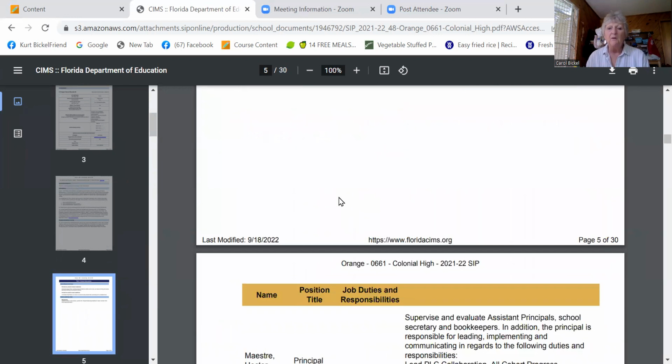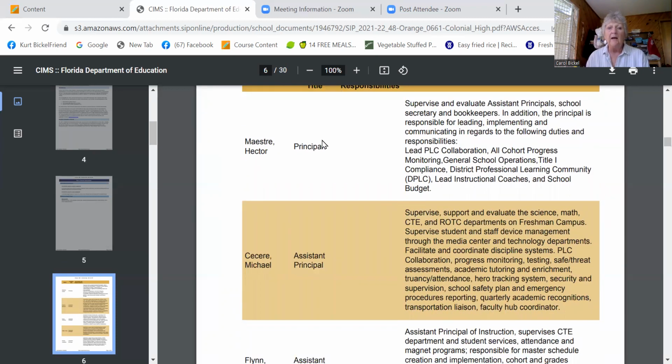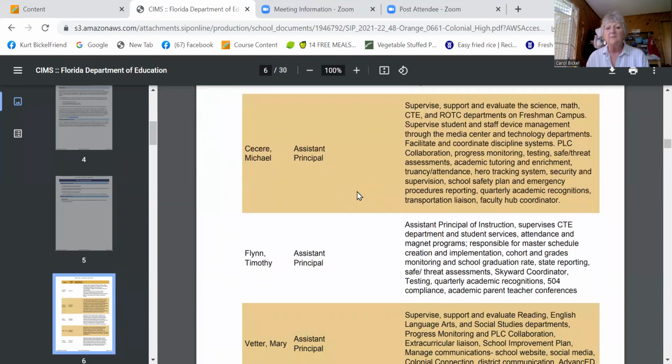Okay, moving on. Now you've got a description of the positions of the school. Principal, of course, we know, but here's some assistant principals. And what I'm going to focus in on is Tim Flynn. He is the assistant principal of instruction. He knows stats from grades, from attendance. He knows what the master schedule is. He knows graduation rate, state reporting. He knows threat assessments.